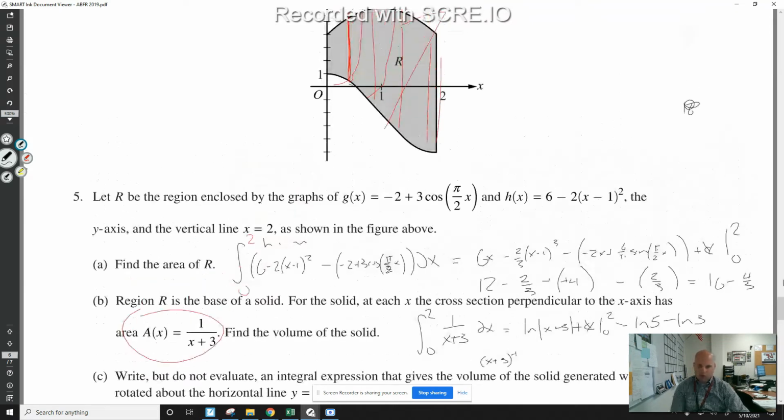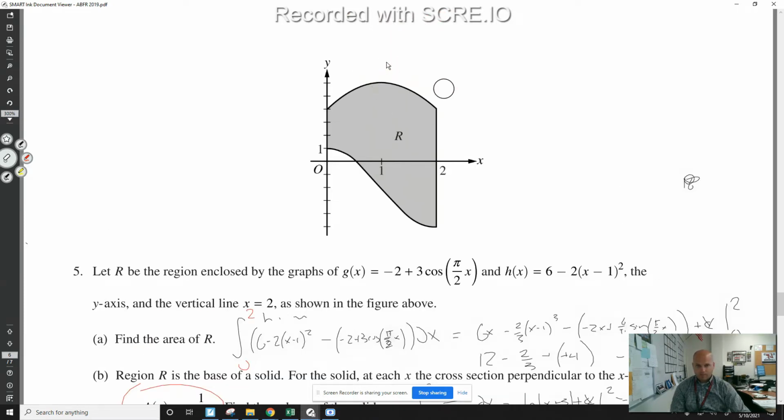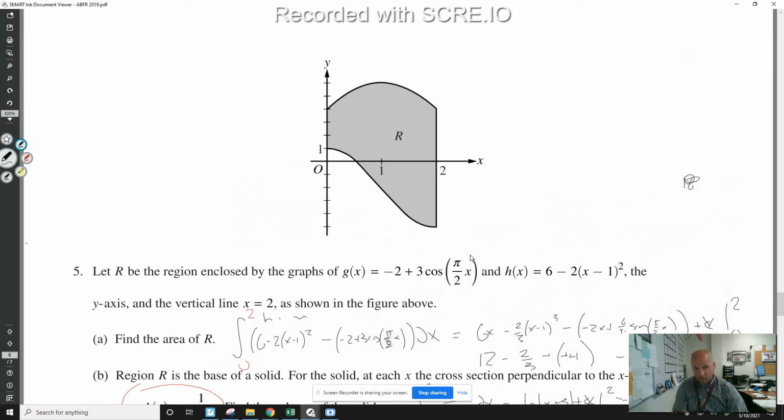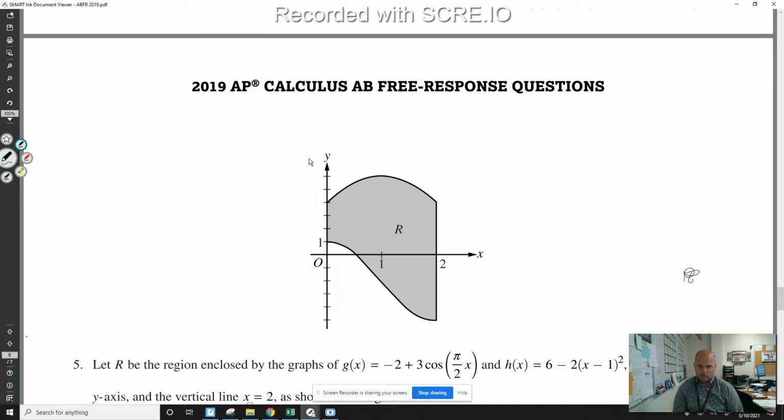So this is great. You haven't seen this on your tests because I always ask you to find the answer. It's easy to grade. But here we just want to write, but do not evaluate, an integral expression that gives the volume of the solid when R is rotated around the line y equals 6. Okay, so let's remember how to do this. When we're revolving things around a line, we got to remember that the revolve creates something circular.